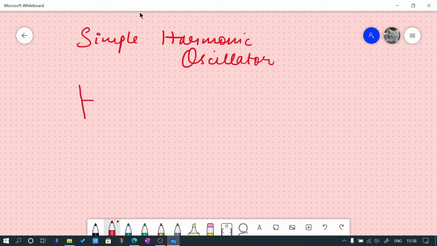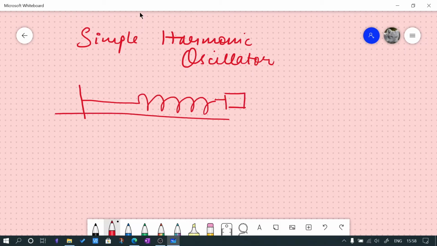You can assume a wall attached to a spring, and this spring is connected to a block. This entire system is placed on a frictionless ground, and when this block is given a certain velocity or is displaced from its equilibrium position, which is the state of rest of this spring. Assuming that the natural length of this spring is L, at any point less than or greater than L, the spring force will act upon the block.